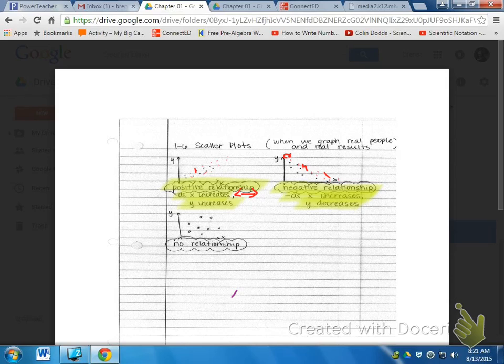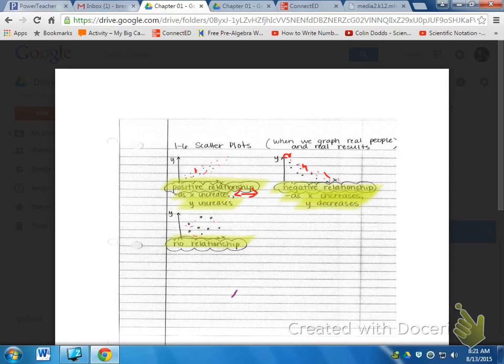There are scatter plots, though, that show this. You see these dots? They're just all over the place. There's no way you can tell if they're going up or they're going down. So that means those things have no relationship together at all.